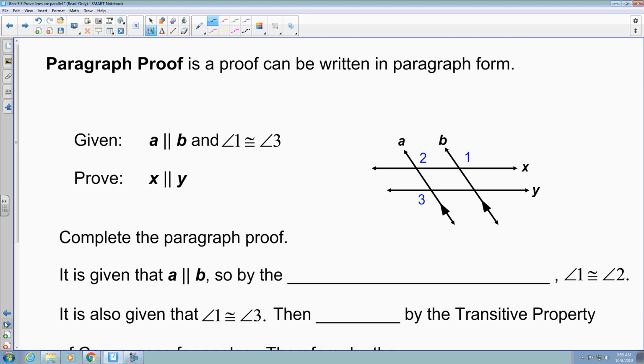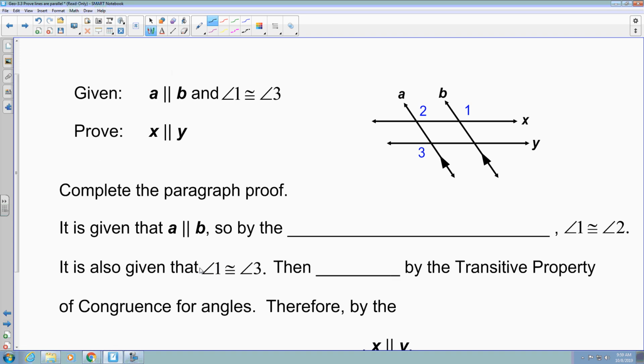We've been mainly looking at two-column proofs. There is also another type of proof that we can look at, and that is a paragraph proof. A paragraph proof is just a proof written in paragraph form. So it's a very similar proof to what we have here, but with a little bit of changes.